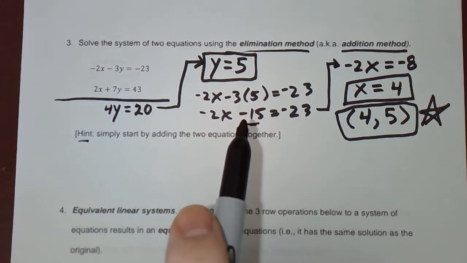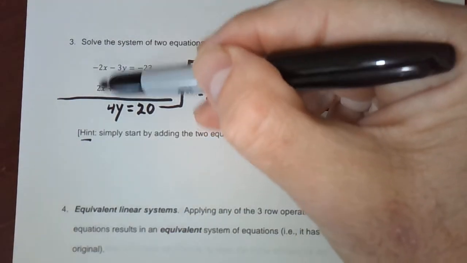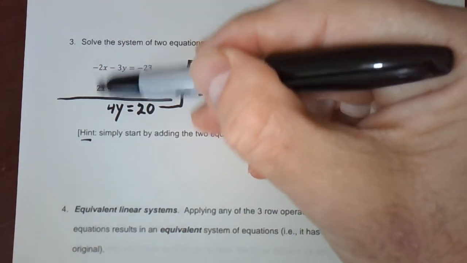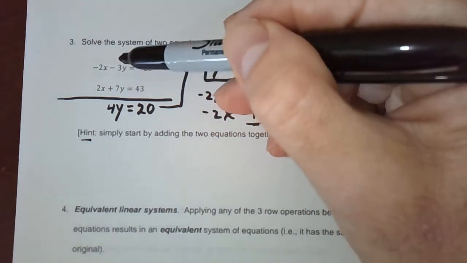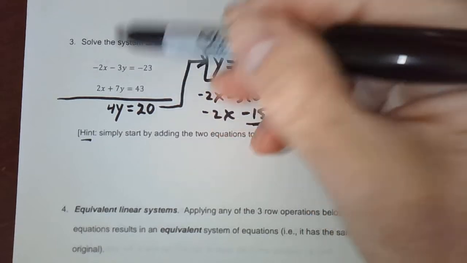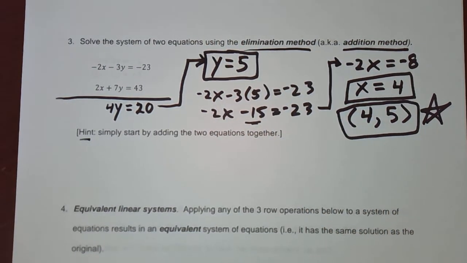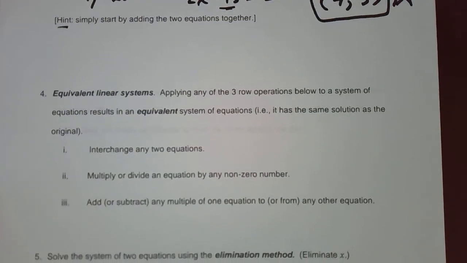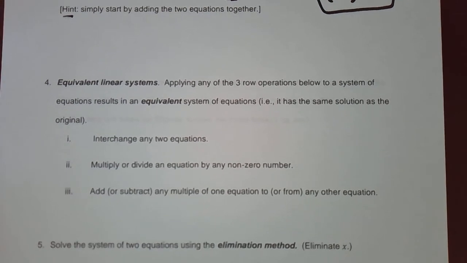So that was a very simple example of using the elimination method. Why was it so simple? Because we started off with the coefficients of x's being opposites of each other. Similarly, we would have had an easy go of it if the coefficients of the y's were opposites of each other. So here are some rules we need to remember on using the elimination method.